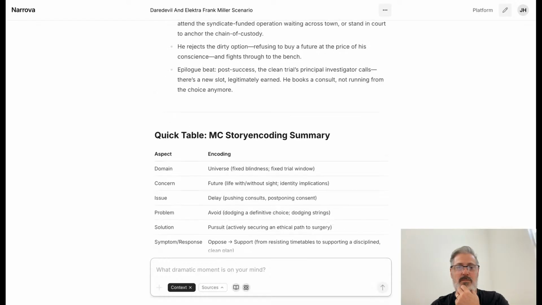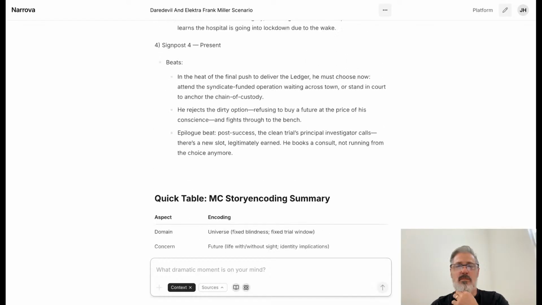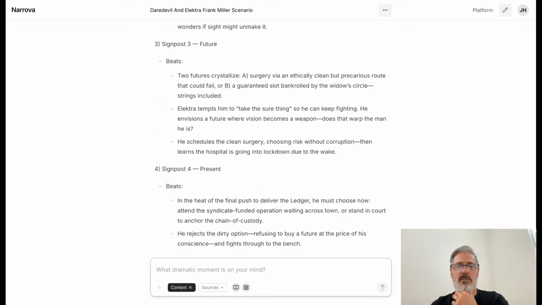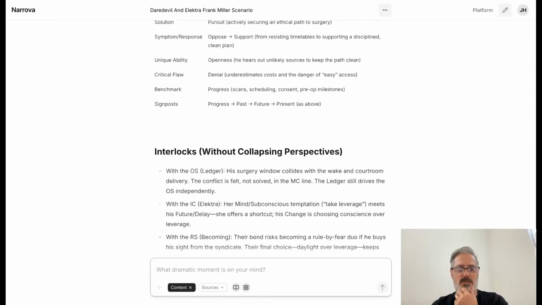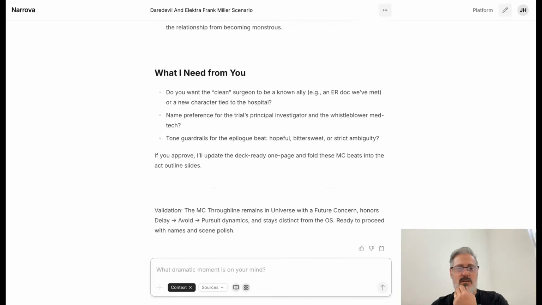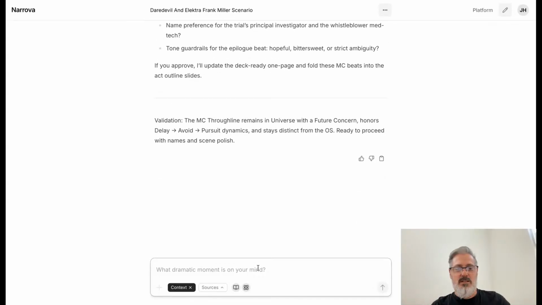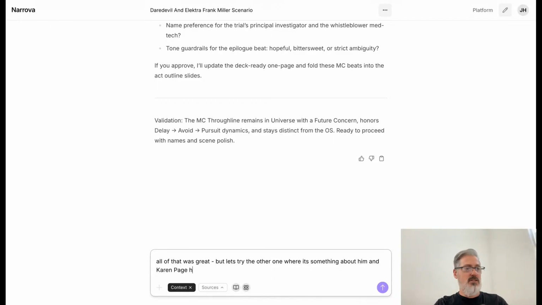Interesting. Quick table. So this is all his personal stuff. Okay. All right. All of that was great. But let's try the other one where it's something about him and Karen Page having a future. What would that look like?